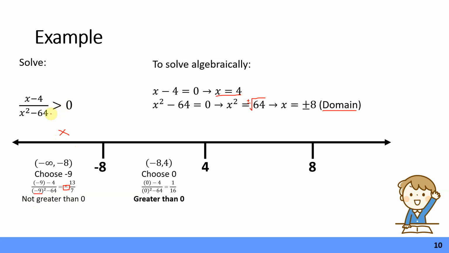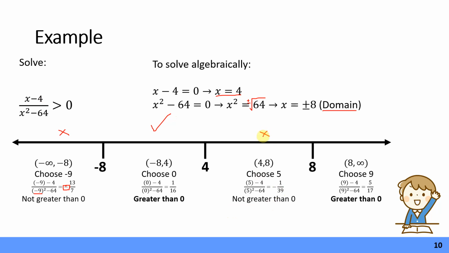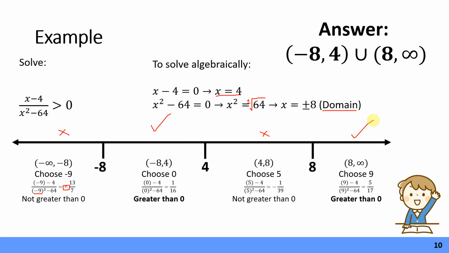In the next interval from -8 to 4, I chose 0. I substituted, I got a positive answer, which is greater than 0. So that's going to be one of my final answers. Next interval is from 4 to 8. I chose the number 5, substituted it, and I got a negative number, which is not greater than 0. So that's not going to be one of my answers. And then the final interval is from 8 to infinity. I chose the number 9, substituted it into the original inequality, and I got a positive number, which is greater than 0. So those would be my 2 answers.